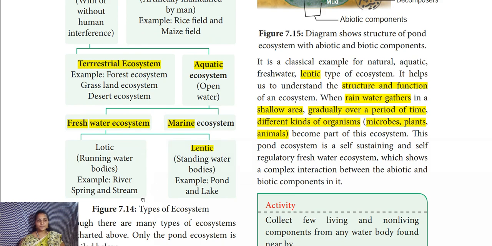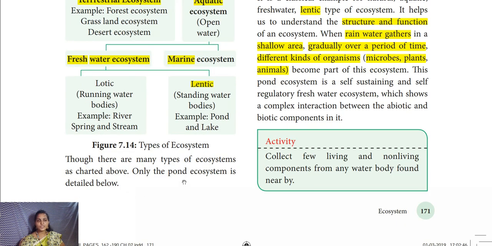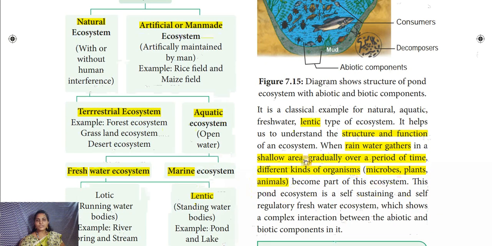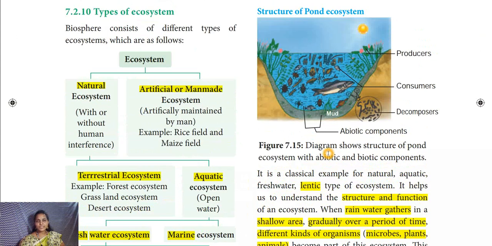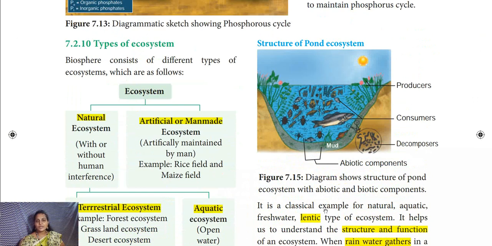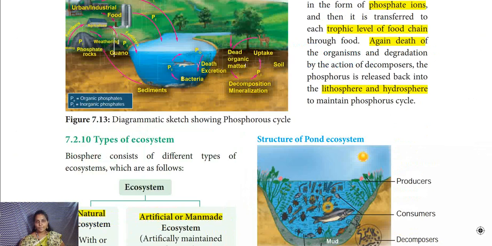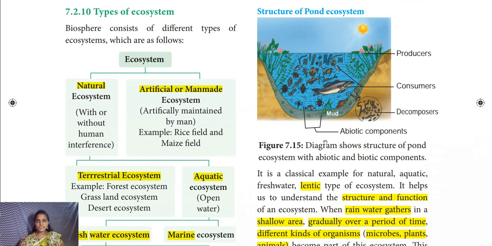So under this we are going to discuss one important part, that is the pond ecosystem. Okay, so what is a pond ecosystem? Definitely it will come under lentic, because the water in the pond is stagnant in one place and will not move, right? So that will come under lentic ecosystem. Okay, so here we are discussing the structure of the pond ecosystem and how it is created by nature.